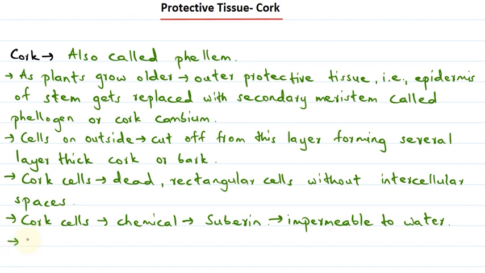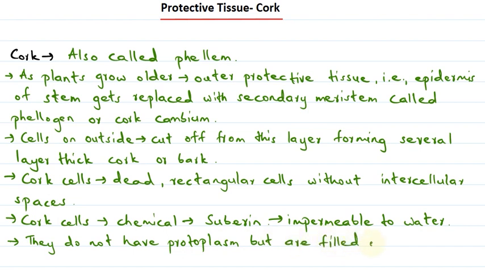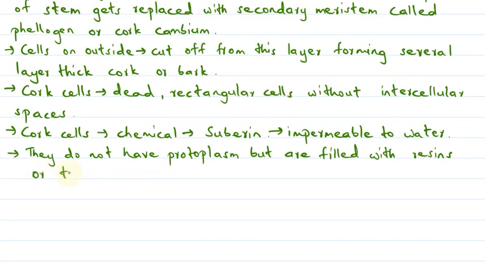The cells of cork do not contain protoplasm but are filled with resins or tannins, but they lack protoplasm.